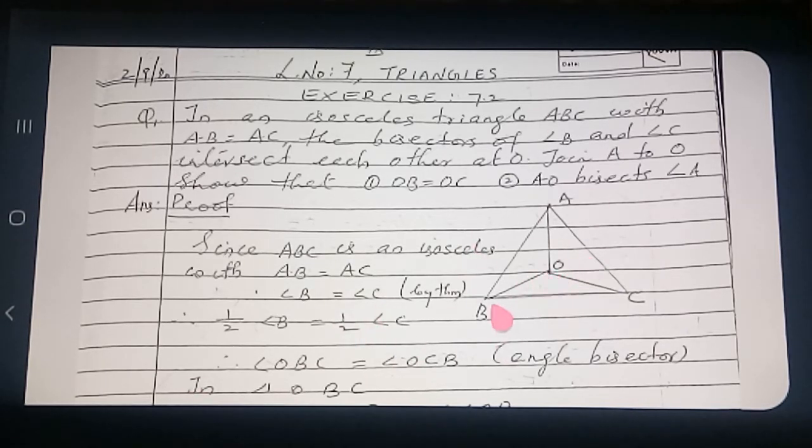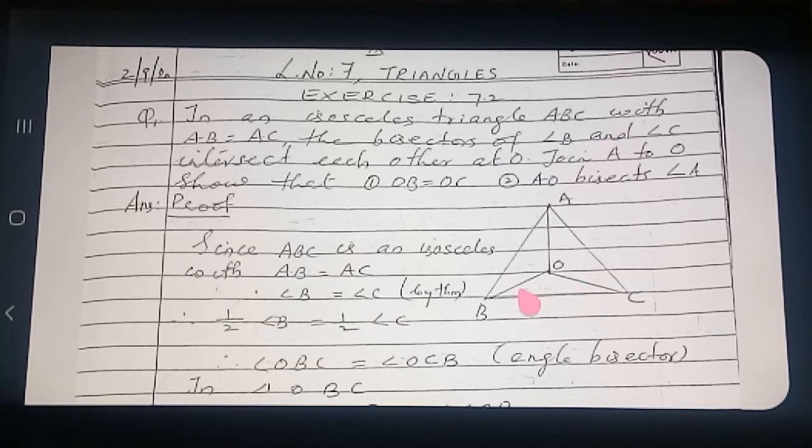Angle OBC is half of angle B. What are we writing? Angle OCB is half of angle C. I have written OCB here. Now you see here, in this small triangle, which triangle? In triangle OBC, this angle OBC and OCB are equal.